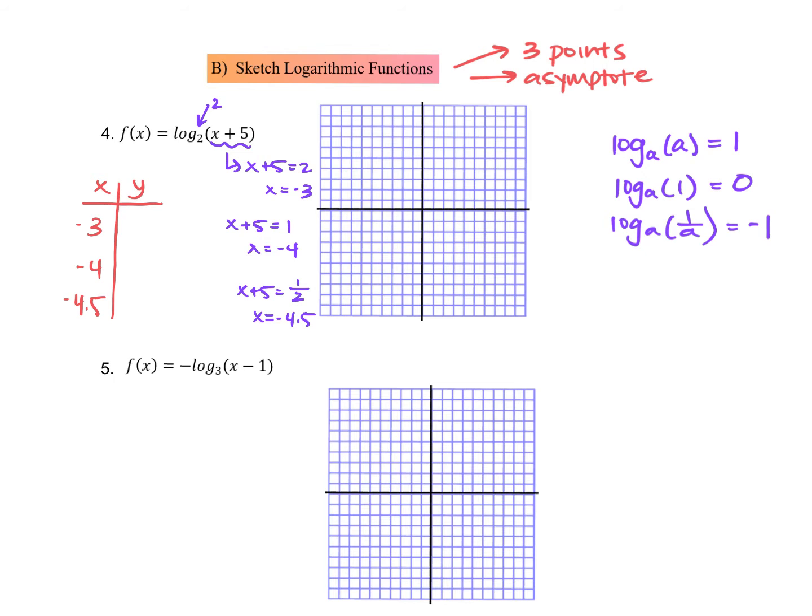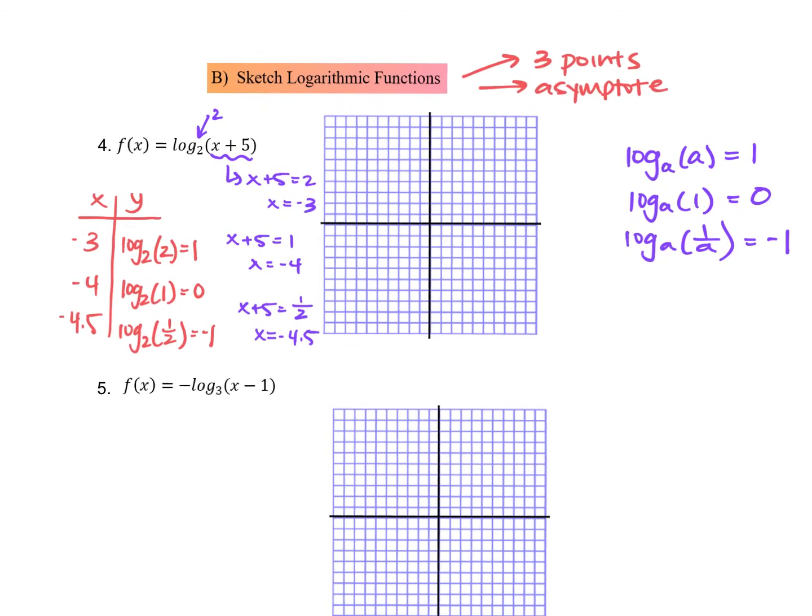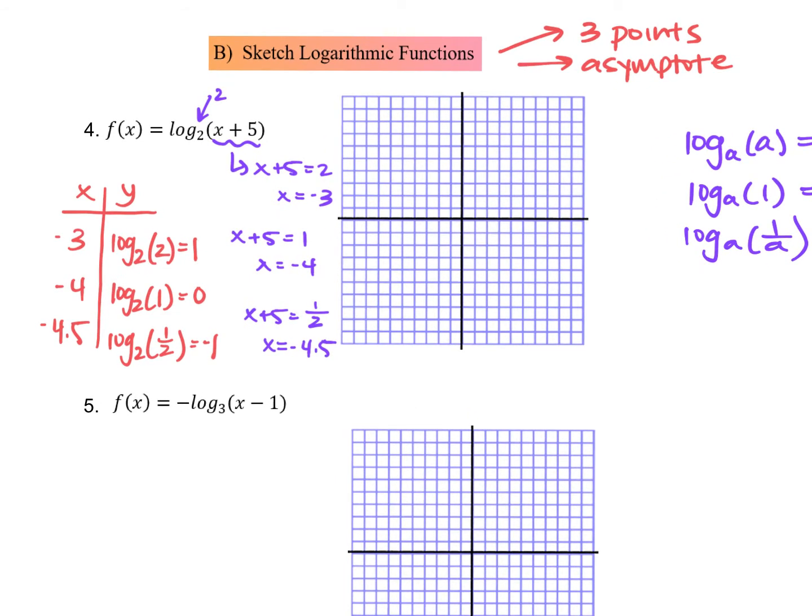When I plug in -3, I get log base 2 of -3 plus 5, which is 2, which simplifies down to 1. If I plug in -4, my argument becomes 1. And if I plug in -4.5, my argument becomes a positive 1/2, which evaluates to -1. These give me convenient logarithms to evaluate and nice y coordinates to graph.